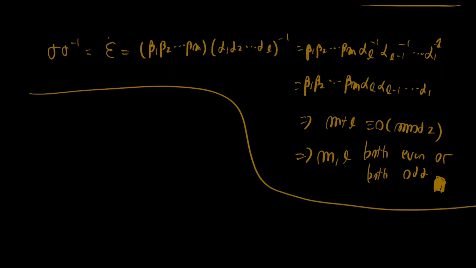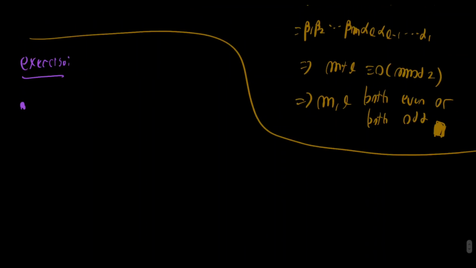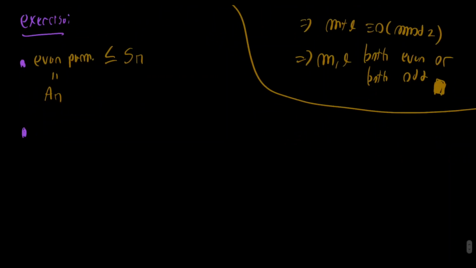Now, as an exercise, you can try to prove the following facts. The first one is that the set of even permutations, under composition of permutations, is a subgroup of the symmetric group of order n. This subgroup in particular is called the alternating group of order n, A of n. Not only that, but also prove that the order of the alternating group is n factorial over 2. So half of the elements of S of n are even.